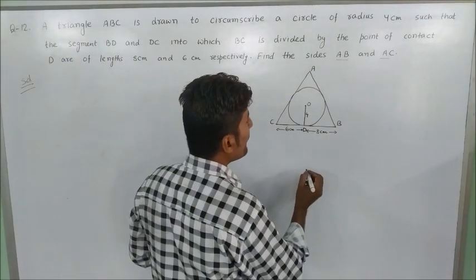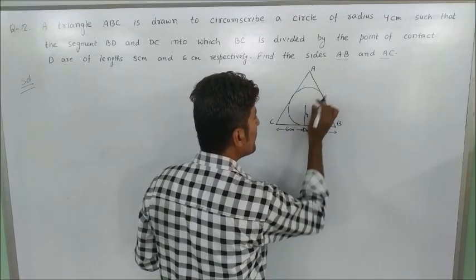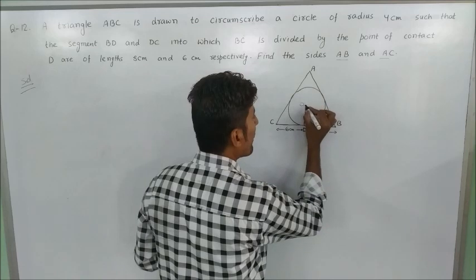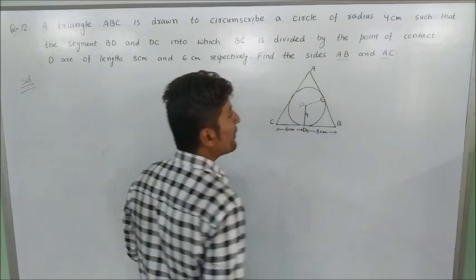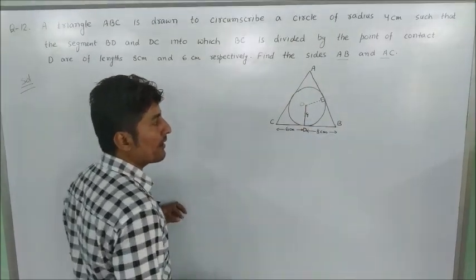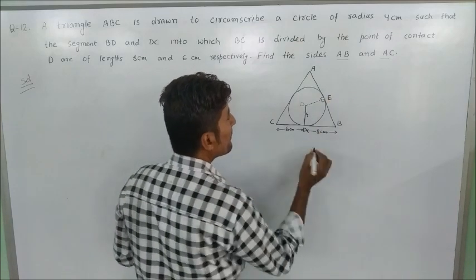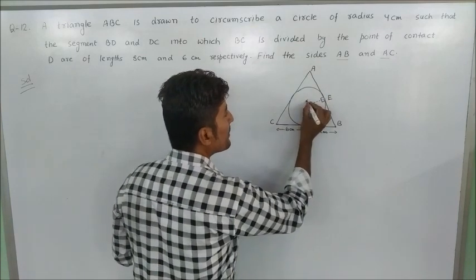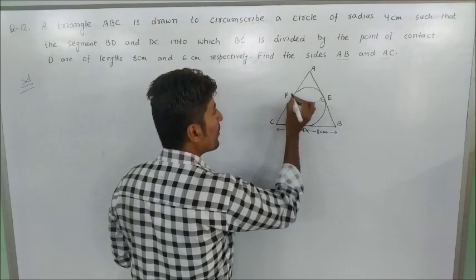First of all, we have to join O to AB. This perpendicular we have to draw because this is the radius and this AB is the tangent of the circle. This point we can take as E. Similarly, we have to draw one more perpendicular, OF.